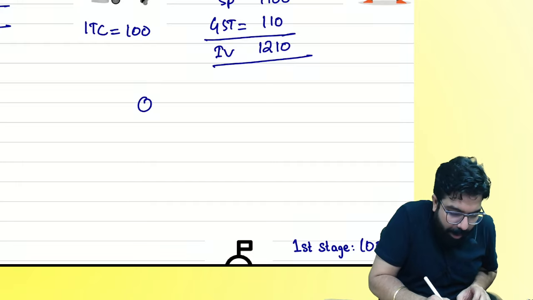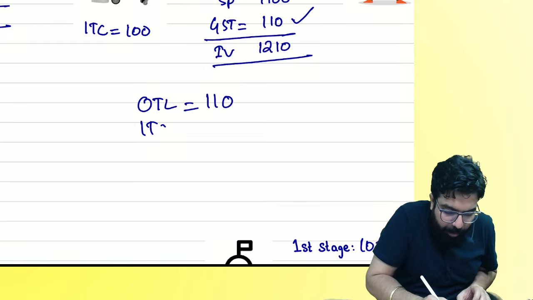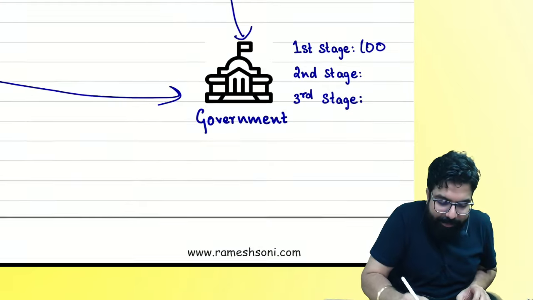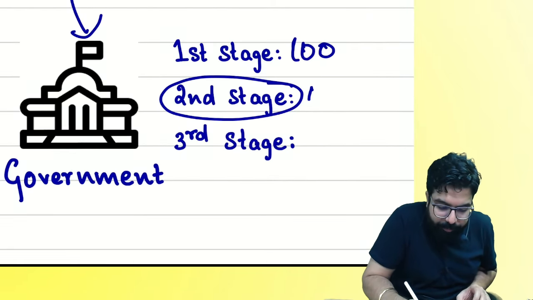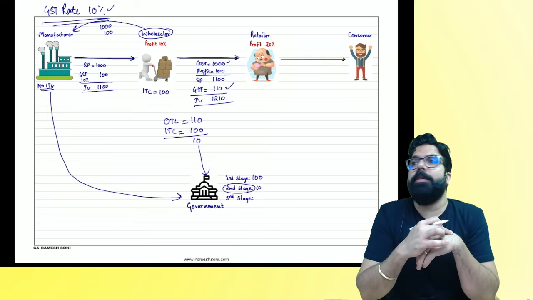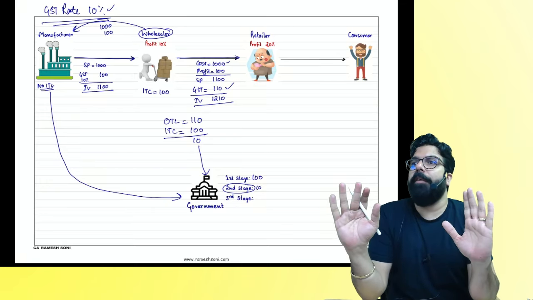Okay. What is my output tax liability? 110. What is my input tax credit? How much will I ultimately pay? At the second stage, government got how much? Anyone, any doubt with this? Please tell me, anyone, any doubt with this? Sure, everyone. Anyone, anything? Can I go ahead? Next.